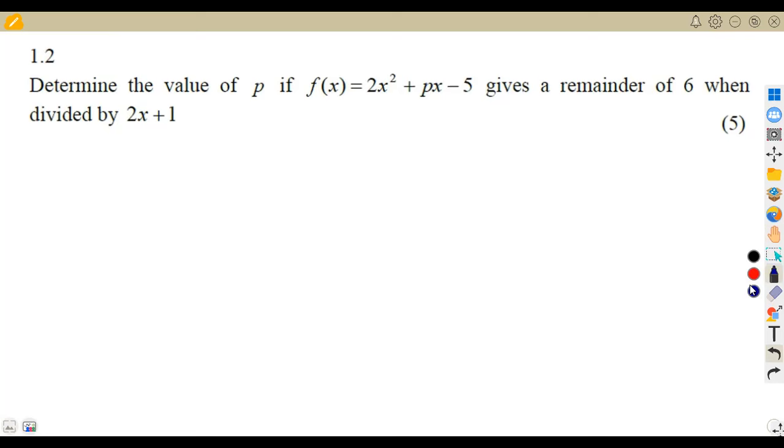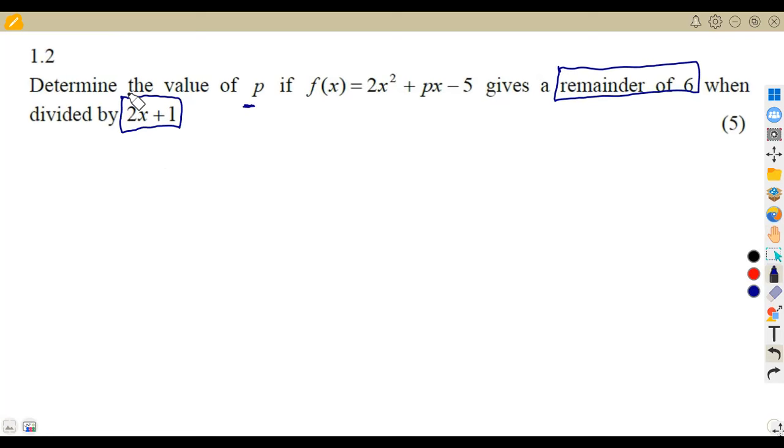What about this one? We are given here: determine the value of p, if this f of x gives a remainder of 6 when it is divided by 2x plus 1.